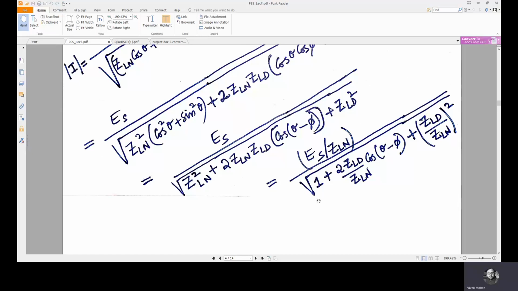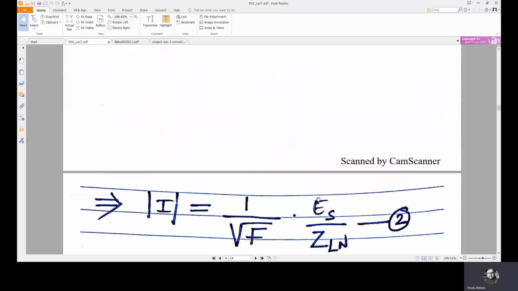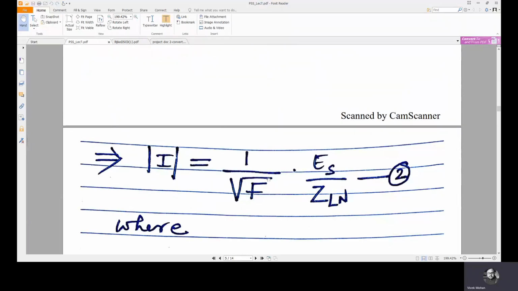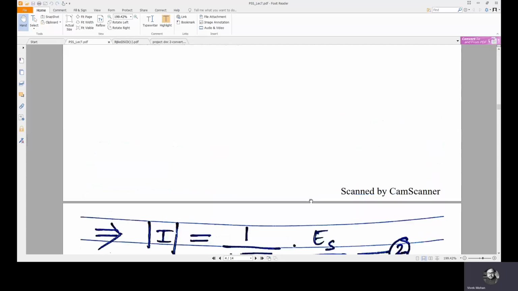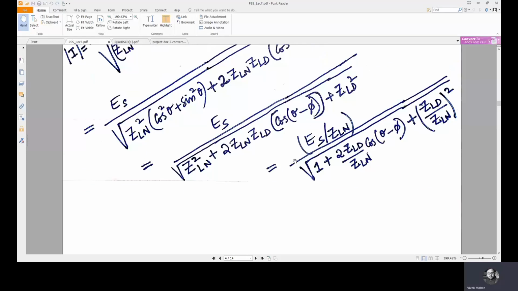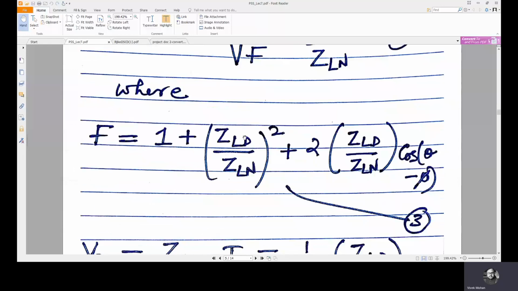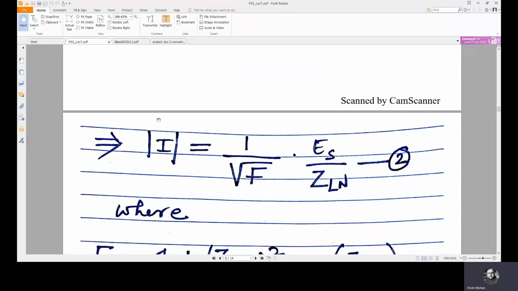Now this denominator we are going to represent as root F. So 1 by root F into ES by ZLN. Our numerator is ES by ZLN divided by root F. So F is defined here. F is 1 plus ZLD by ZLN the whole squared plus 2 into ZLD by ZLN into cos theta minus phi. Let it be equation 3. Equation 2 is this one. Magnitude of phi equals 1 by root of F.